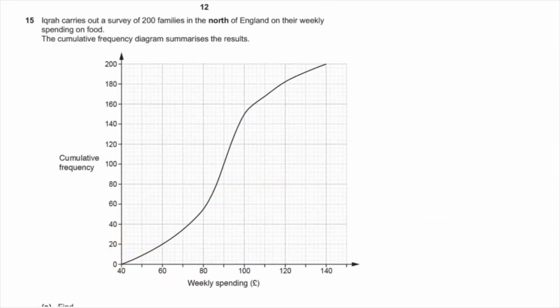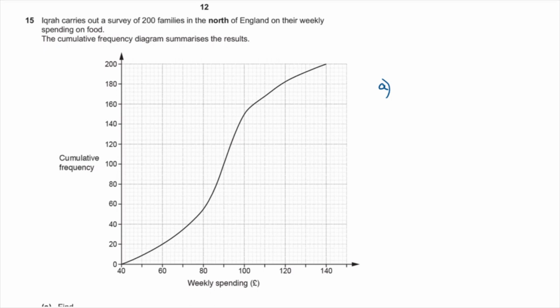Question 15. ICRA carries out a survey of 200 families in the north of England on their weekly spending on food. The cumulative frequency diagram summarizes the results. So we've got weekly spend along the bottom and cumulative frequency up the side. Part A wants us to find the median. So the median is the weekly spend of the middle person.